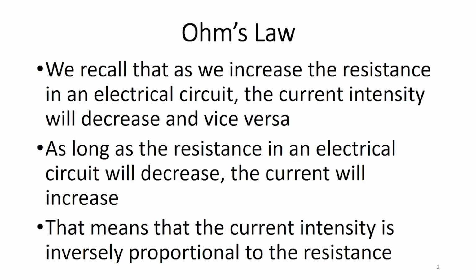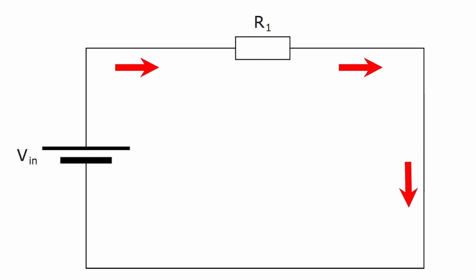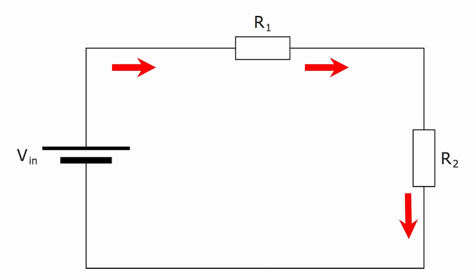We recall that as we increase the resistance in an electrical circuit, the current intensity will decrease and vice versa. As long as the resistance in an electrical circuit decreases, the current will increase. That means that the current intensity is inversely proportional to the resistance.